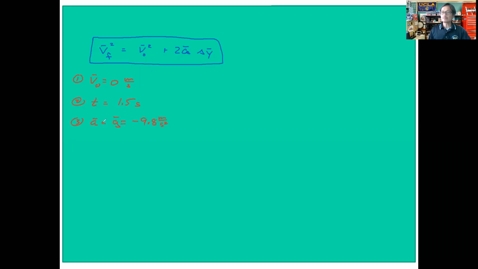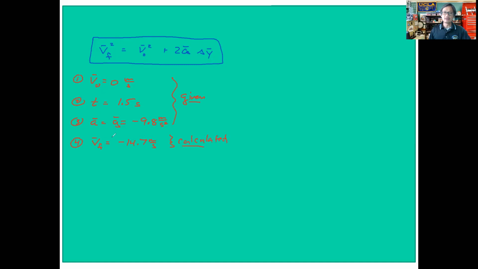All right, so this is what we got from the problem. What we were able to do is solve for v final, and we solved for it as being negative 14.7 meters per second. The first three here we were given. So these three we were given in the problem, okay? And this one we calculated. So we calculated the final velocity.